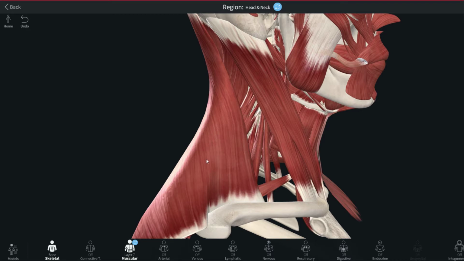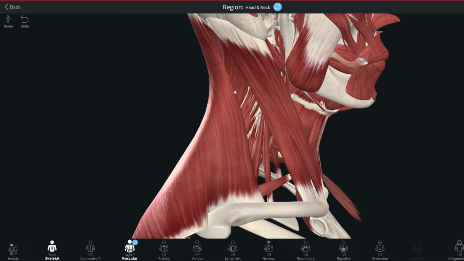Okay, that investing layer of deep cervical fascia is essentially what is constituting the roof. And what is the roof of the posterior triangle? Like, what do I mean by that? The roof of the posterior triangle, by that I mean a superficial structure which is covering the posterior triangle superficially.